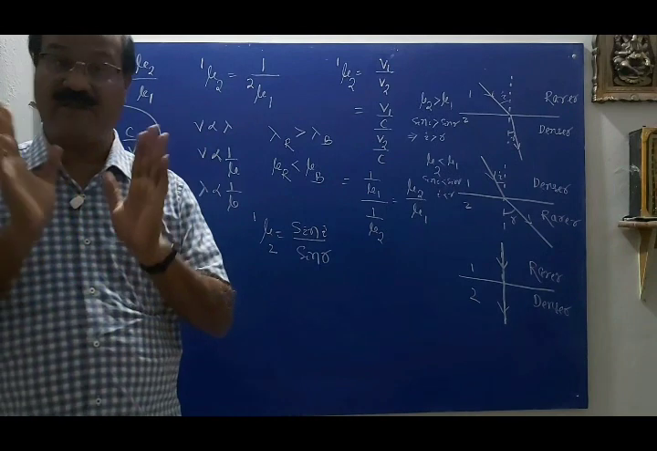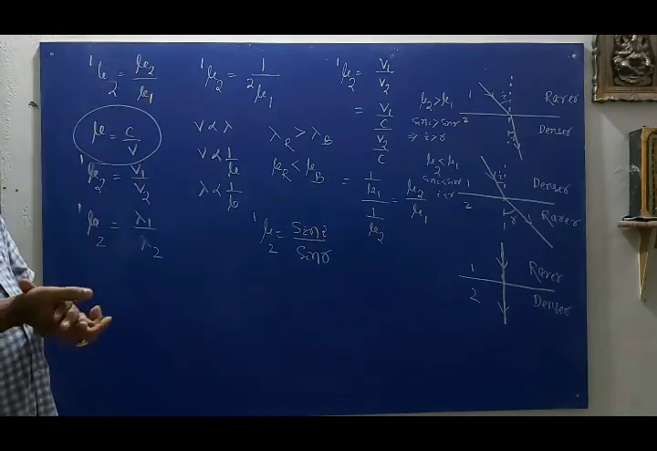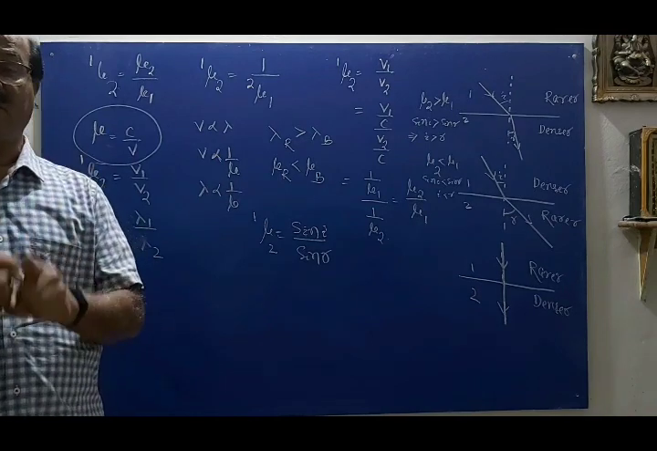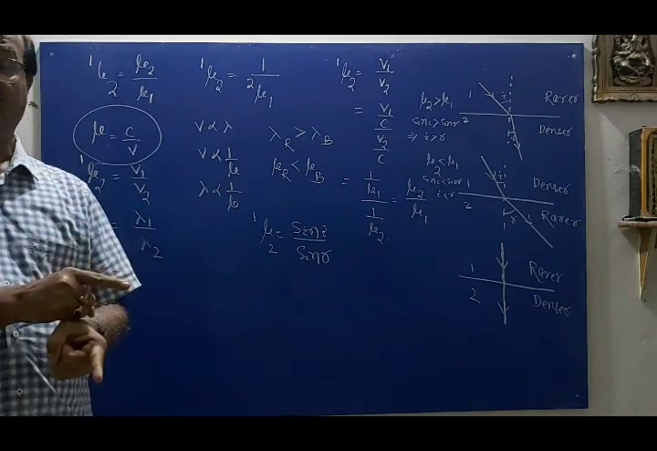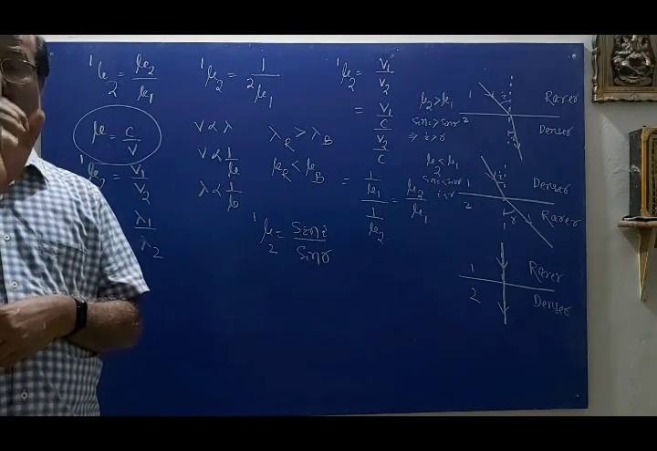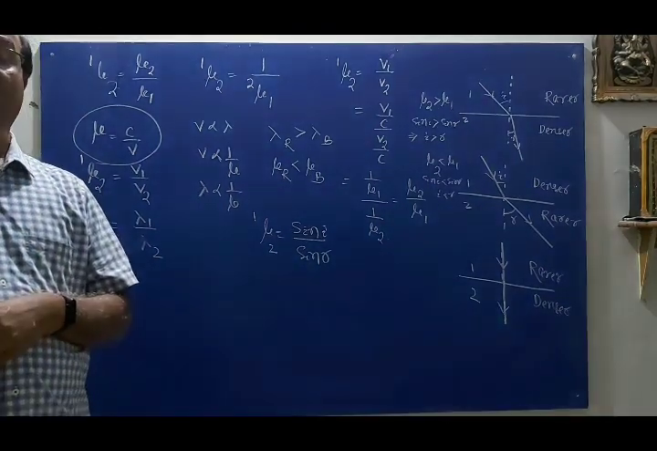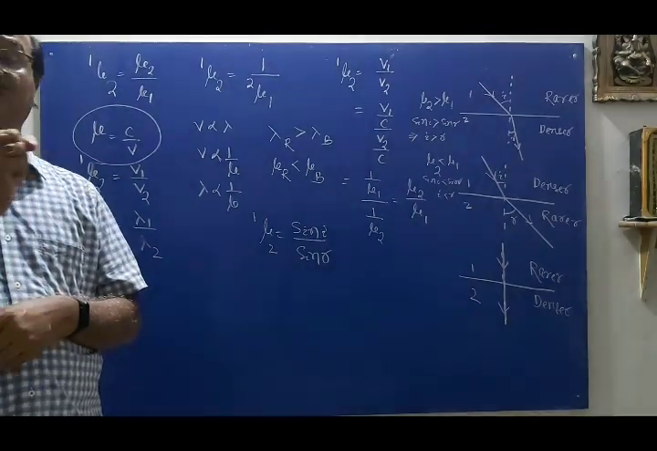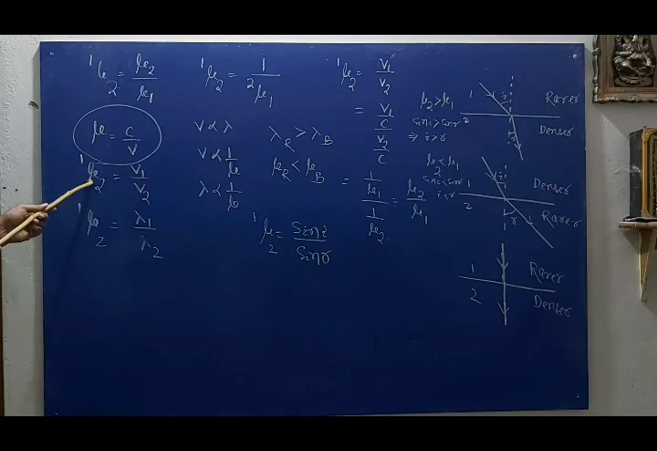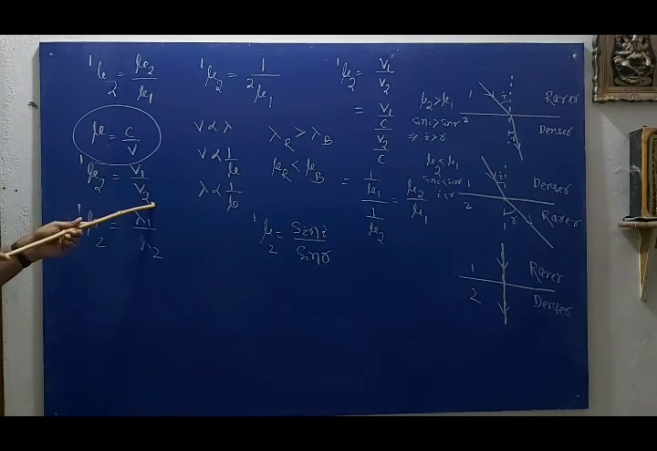Next comes relative refractive index: the refractive index of a medium with respect to another medium. For example, suppose there are two media, medium 1 and medium 2. What is the refractive index of the second medium with respect to the first medium? It is defined as the ratio of velocity of light in the first medium to velocity of light in the second medium.